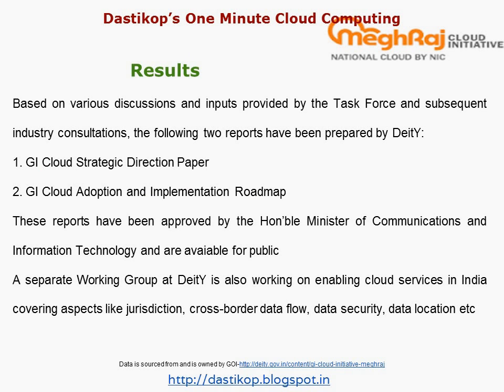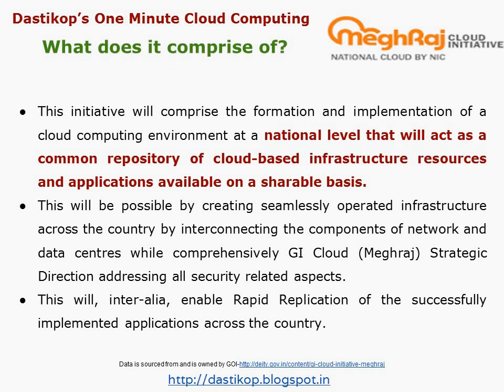What are the results of these efforts? The government has come up with a paper called Cloud Strategic Direction. That means this will give the strategic direction of the cloud effort. And it has also come out with a cloud adoption and implementation roadmap. Now that we have decided how the central government should go along with this, how the state government should go about this, and how the union territory should go about this, that has also been indicated here.